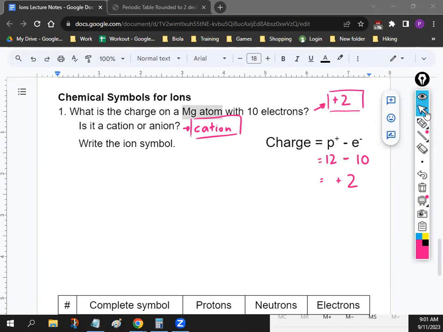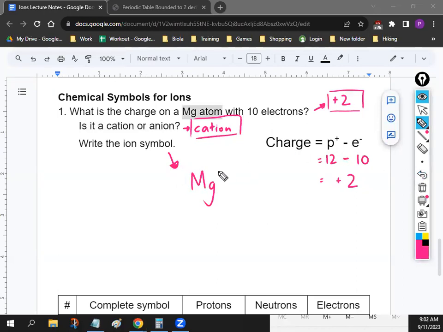All right, and then lastly, we're going to write the symbol. The symbol is super easy. It's very similar to what we've been doing. Magnesium has a symbol Mg. And if you remember for the isotopes, what we did last time, we put the number right here, on the top left. It just goes on the other side.